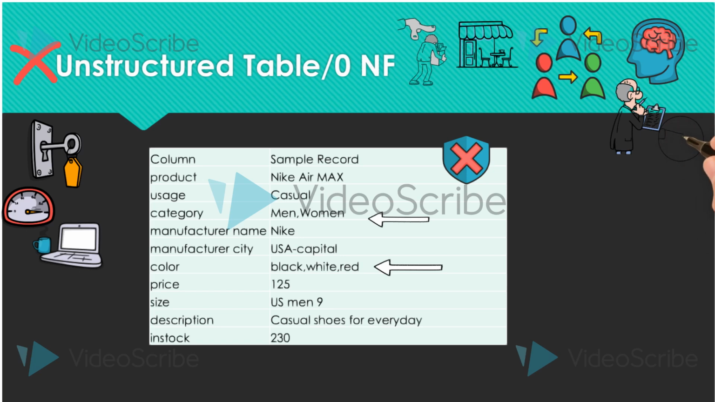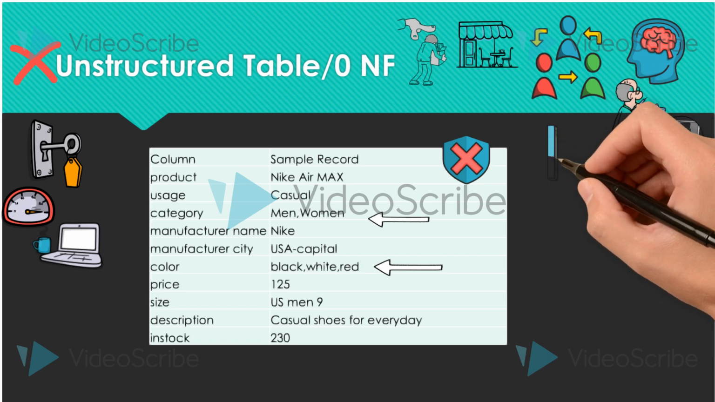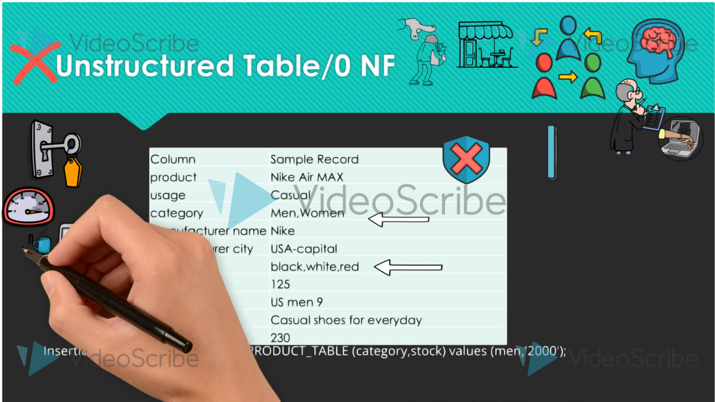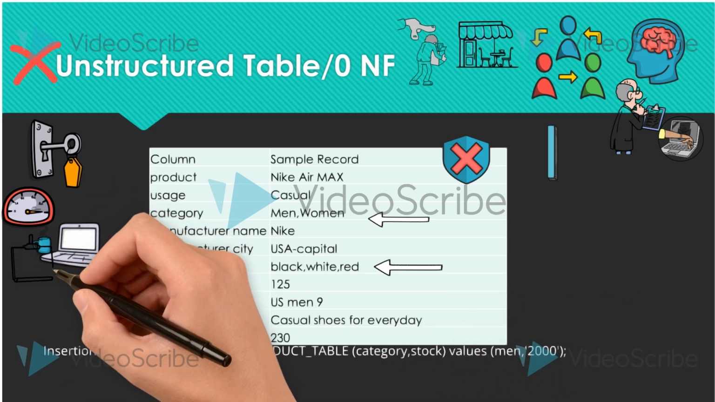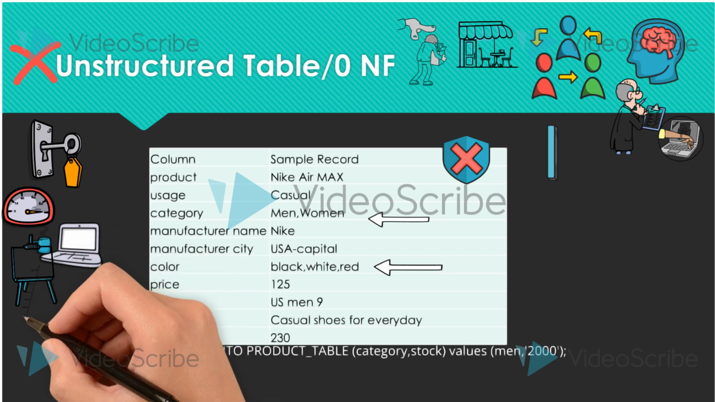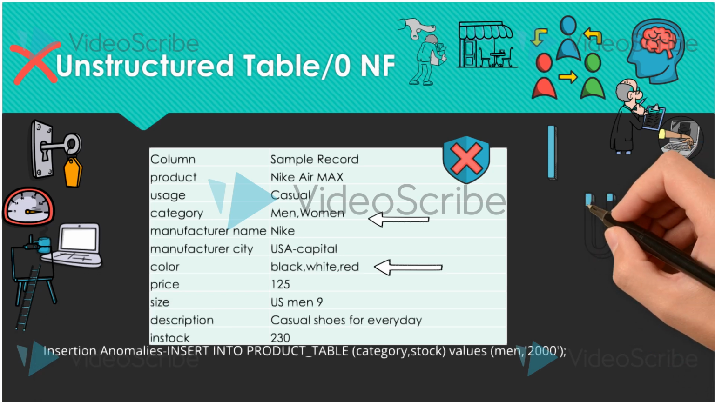Insertion anomalies. These occur when the addition of new data to the database is hindered because of the absence of other necessary data. This situation often arises in systems where specific dependencies between data elements exist. For example, if I were to execute a query like insert into product table category, stock values men, 2000, here I will get the insertion anomaly.